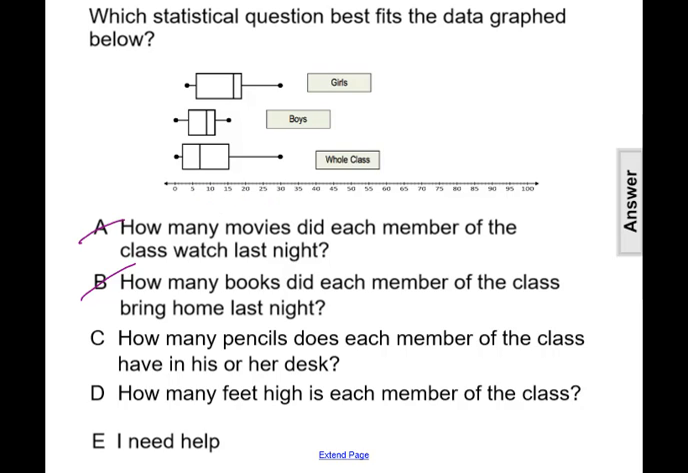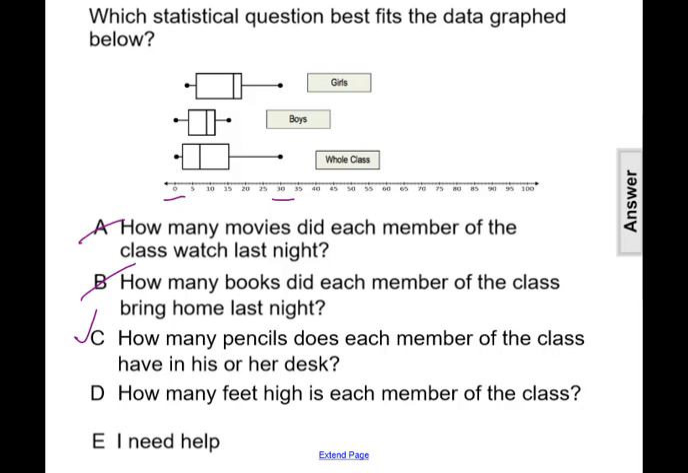Let's look at C. How many pencils does each member of the class have in his or her desk? So right away, you're looking at in his or her desk, so you can separate the information between boys and girls. You can have 0 pencils in your desk. You could have up to 30 pencils in your desk. Pencils are smaller. They're often collected and forgotten about in a desk, especially when you think about a class situation. So C is a possible question that could represent the data in the graph.